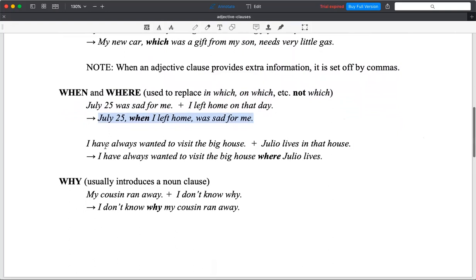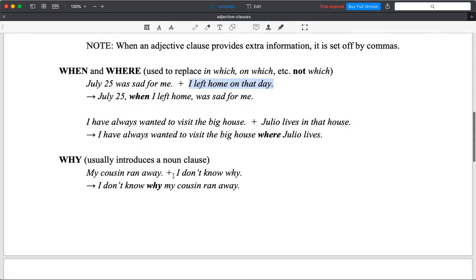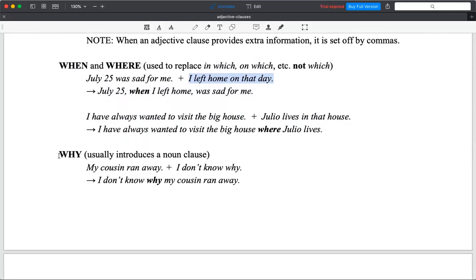I give you one more example to clarify the meaning. I have two more short sentences. "I have always wanted to visit the big house." My second short sentence is "Julio lives in that house." To combine both, I would say, "I have always wanted to visit the big house where Julio lives." So it is very important to use the proper pronoun based on the meaning of a sentence. It is very important to change the second simple sentence and add it as an adjective clause within your first sentence to create that complexity of the structure.